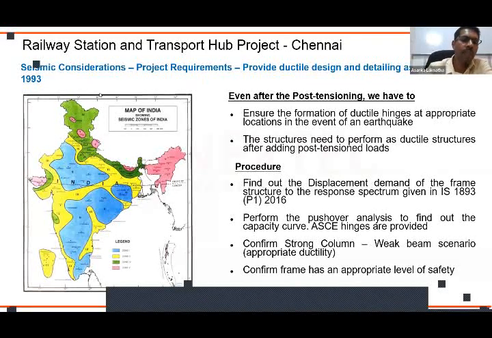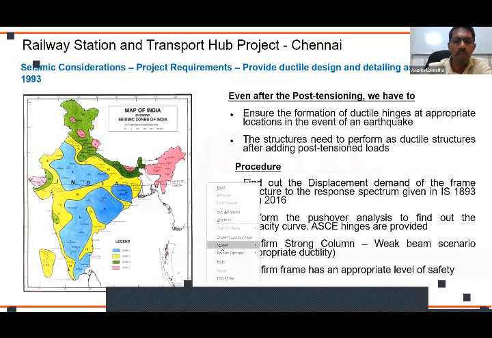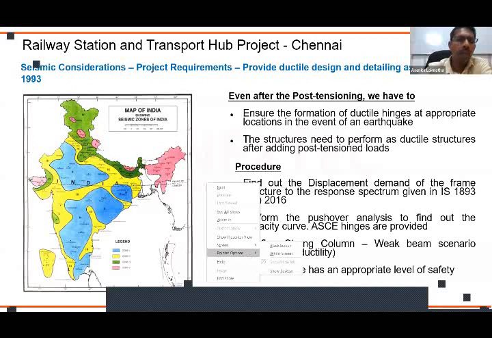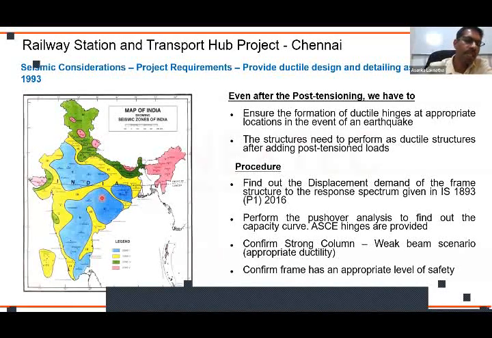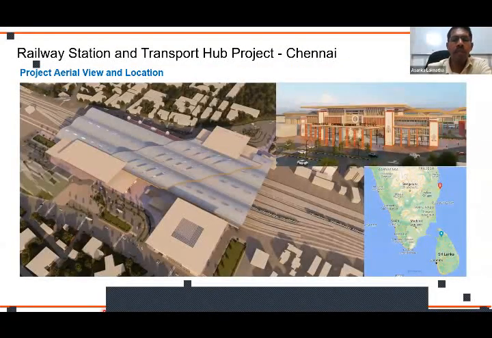This diagram shows the seismic zonation of India, given in the Indian codes. So we will move on. This is the aerial view of the site as shown in the map, and you can see this red note, which is the location of Egmore Chennai Railway Station.